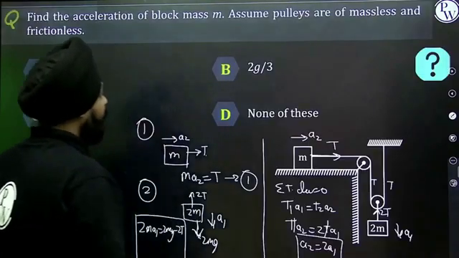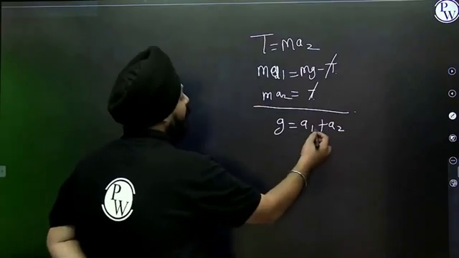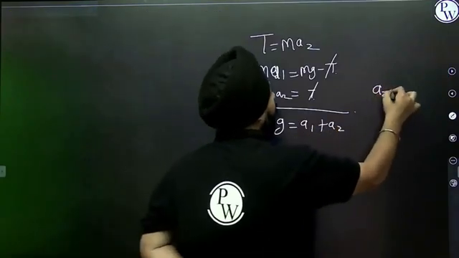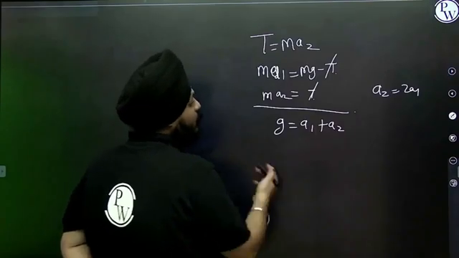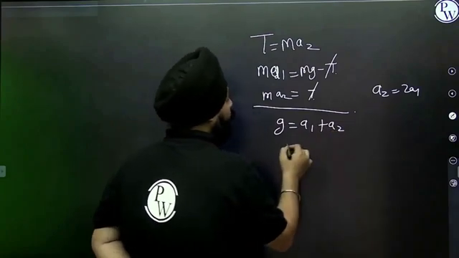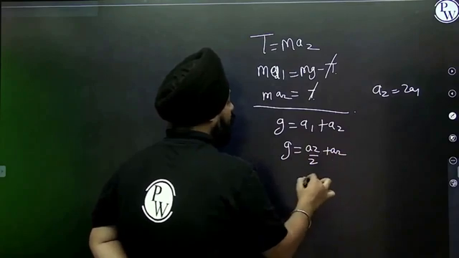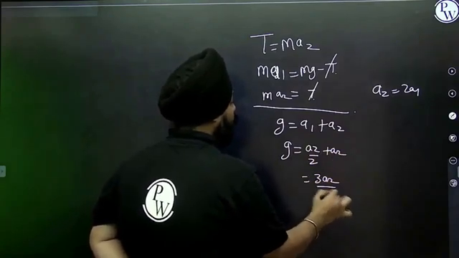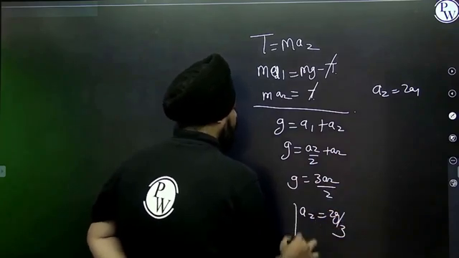What do we need to calculate? We need to calculate A2. Can I replace A2 as 2A1? This is what the constraint relation is. So we are going to replace this relation here. So A1 will be A2 by 2. So g will be A2 by 2 plus A2. So it's 3A2 by 2 is g. So A2 will be 2g by 3.